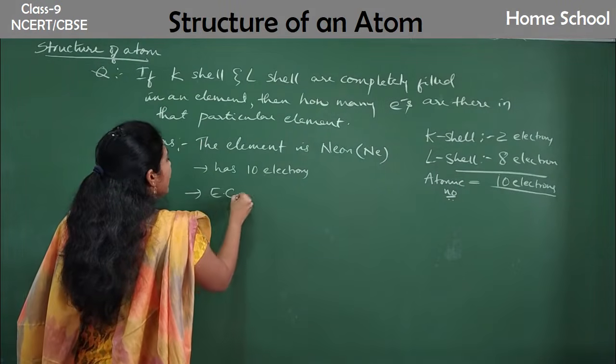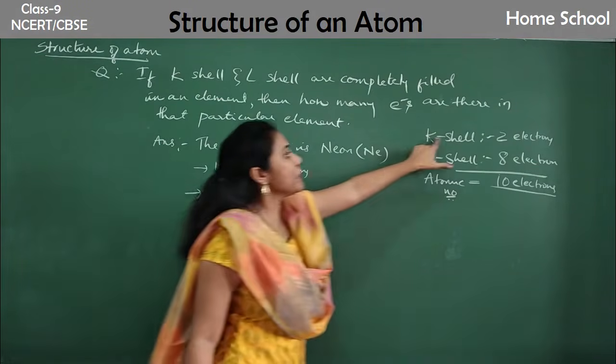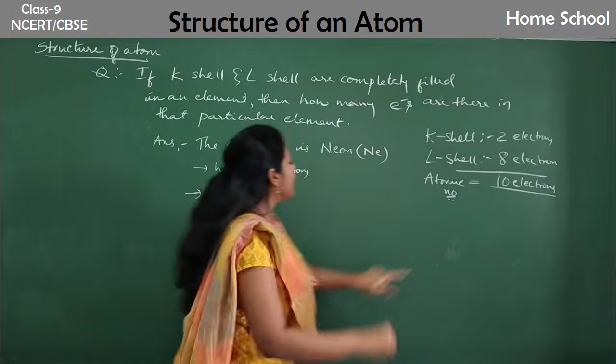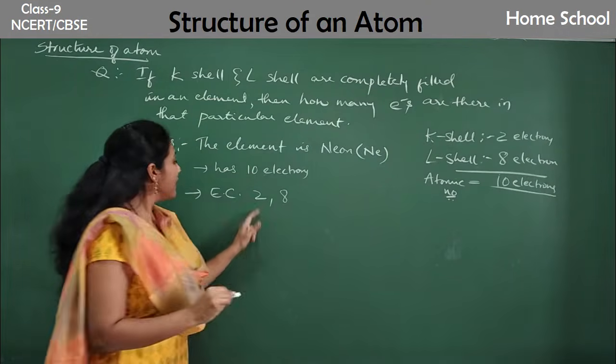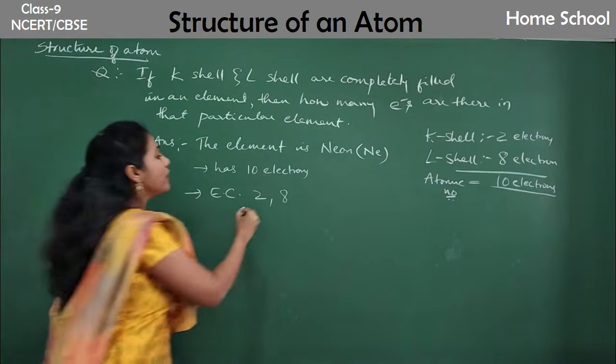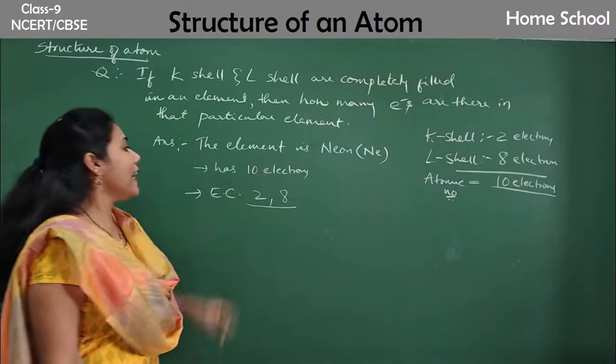What is the electronic configuration of neon? So in the first shell, how many electrons do you have? 2. In the second shell, how many electrons do you have? 8. So 2, 8 is the electronic configuration of neon. So this is your answer.